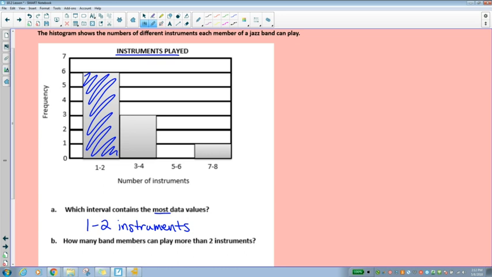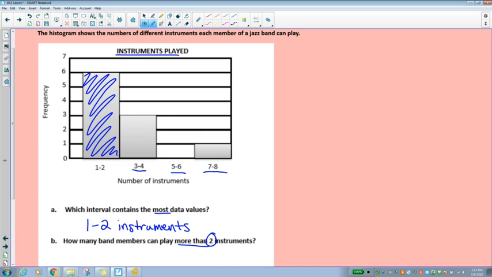How many band members can play more than 2 instruments? So I have to look at this and I say, I know that if it's more than 2, that means it cannot be equal to 2 or less than. So it has to be larger, which means the intervals that would work would be 3 to 4, 5 to 6, and 7 to 8. And any of those intervals will answer question B.